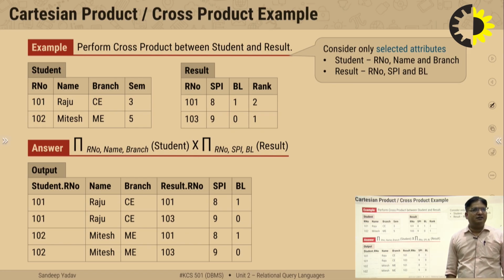As such, we see that this operation is not very useful unless we specify certain conditions, because we are not interested in all the combinations. We are interested in only certain combinations. So to make it meaningful, we must impose certain conditions on the Cartesian product.